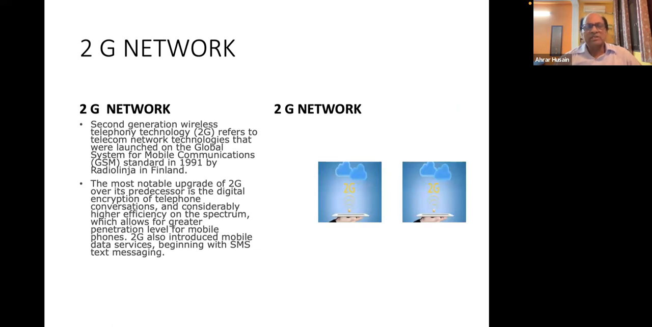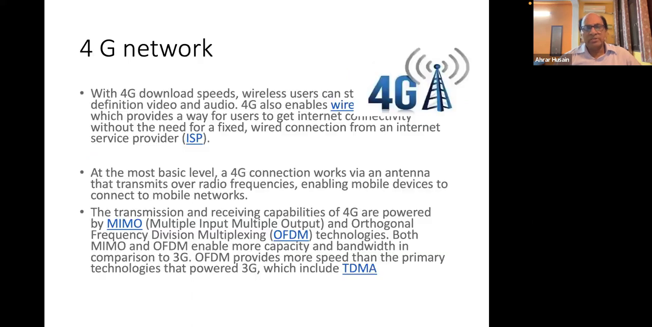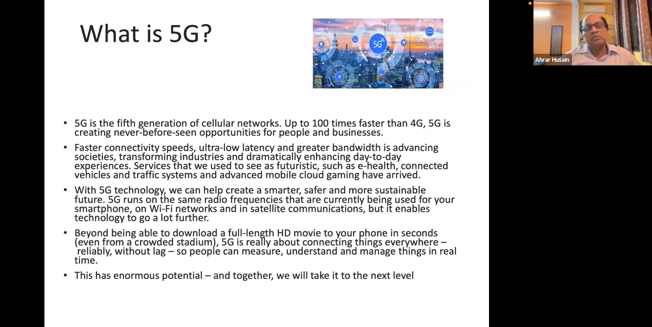As you know, second generation wireless telephone technology refers to the telecom network that basically started in 1991. उसके बाद 2G आ गया, 3G नेटवर्क भी शुरू हो गया, और 4G भी हम लोगों ने यूज़ किया कुछ दिन. And nowadays we are basically using the 5th generation communication network. This is the 5th generation of cellular network, up to 100 times faster than 4G, and is creating never before seen opportunities for people and business.